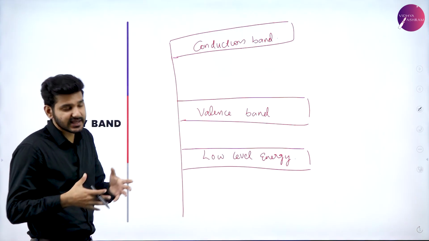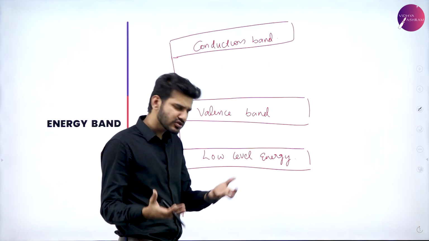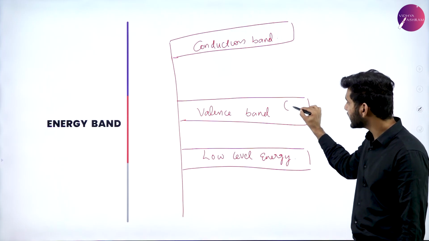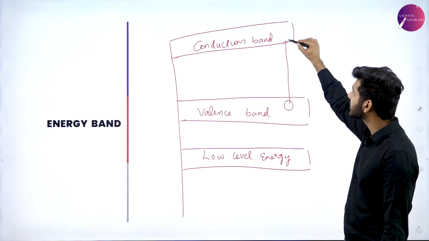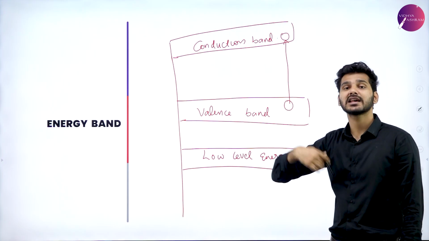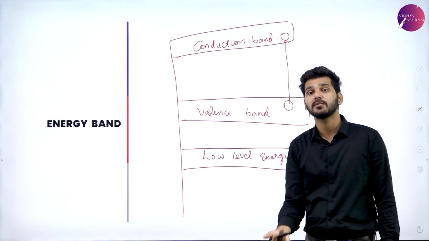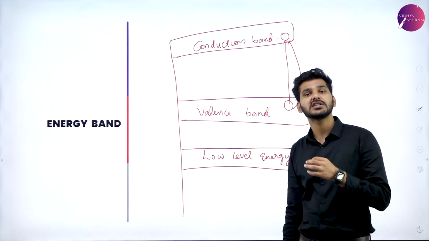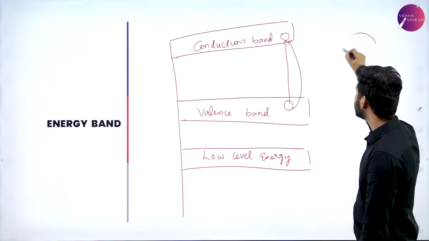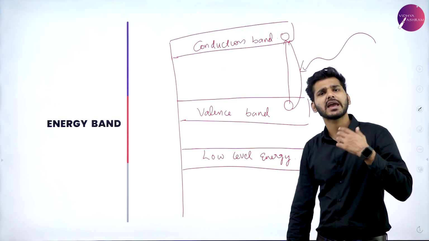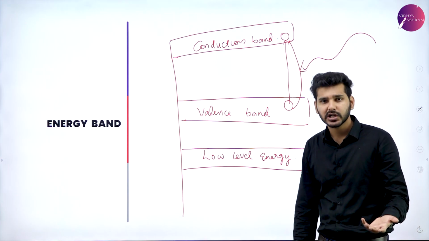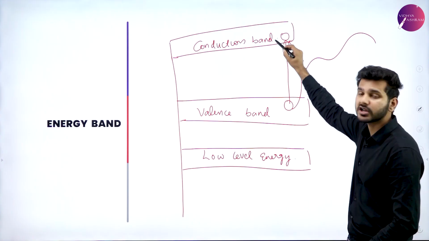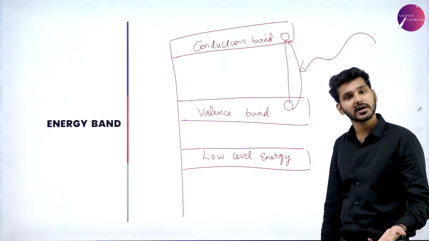So how does an atom conduct electricity? Obviously the electrons in the valence band have to reach the conduction band so that the conductivity process can be completed. In order to reach from here to here, an electron should have a definite amount of energy, which can be given using a photon or any EM radiation of a particular frequency. If they get that radiation or energy, they will jump to the conduction band and they can conduct electricity.